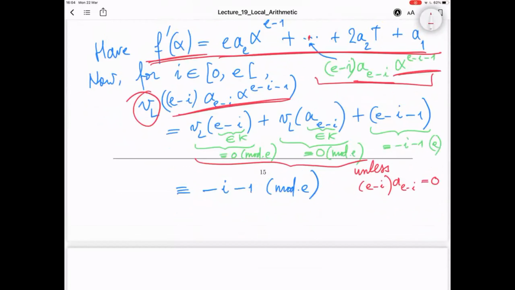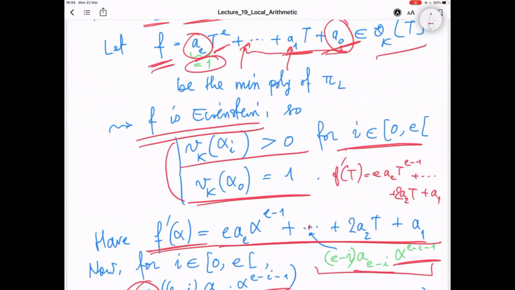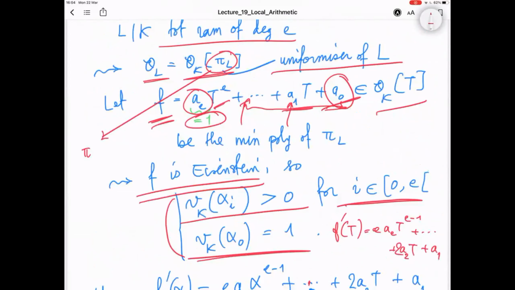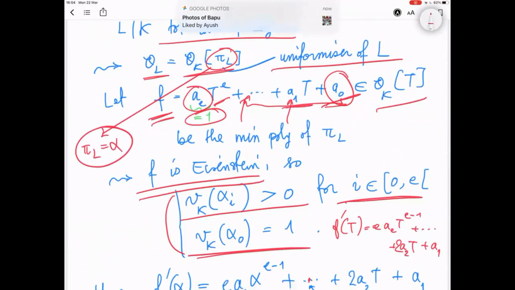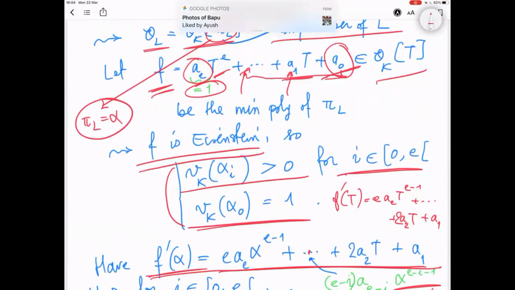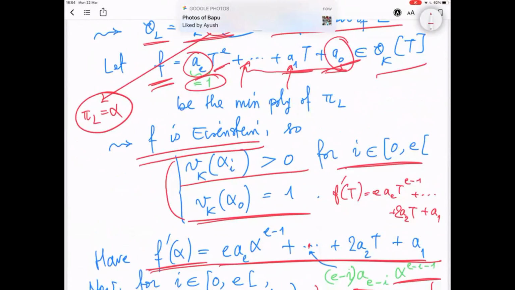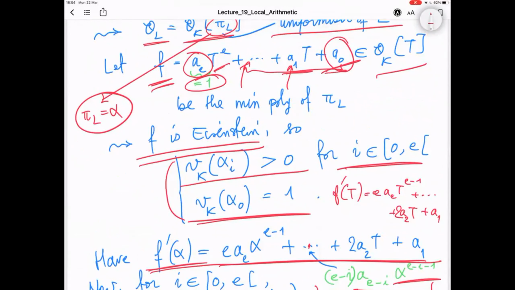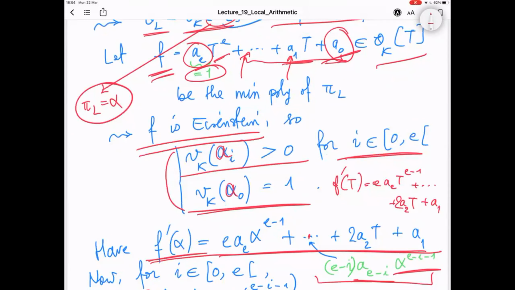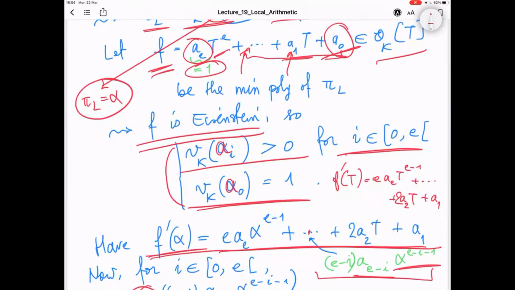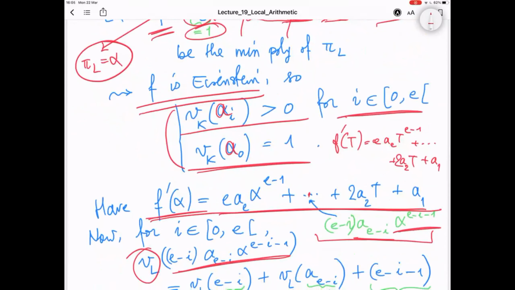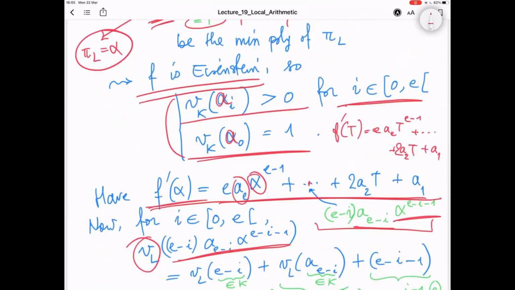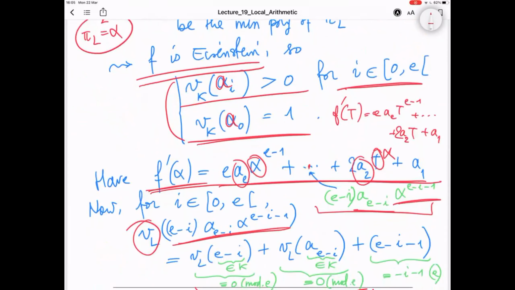Well, I've been calling it pi L sometimes, and alpha sometimes. So pi L is equal to alpha. Goodness. So here, these are not alpha i's, but these are a_i's. And this alpha is, so these are a's, that's fine. And this t should be alpha, right? Okay.